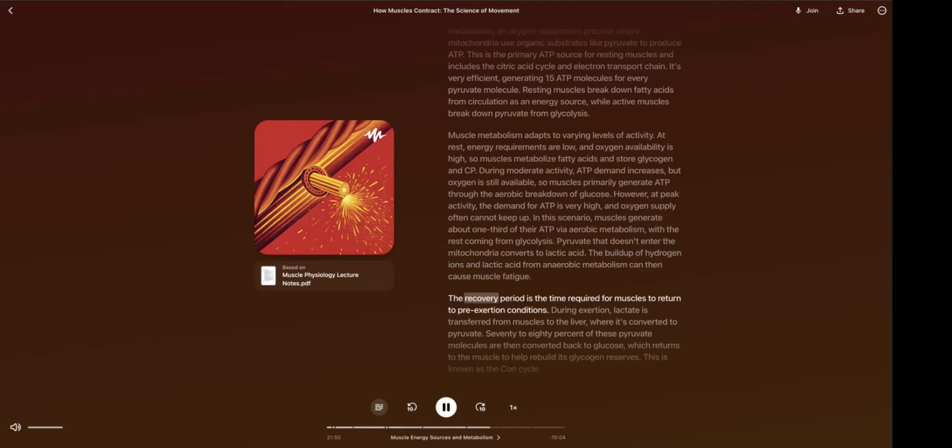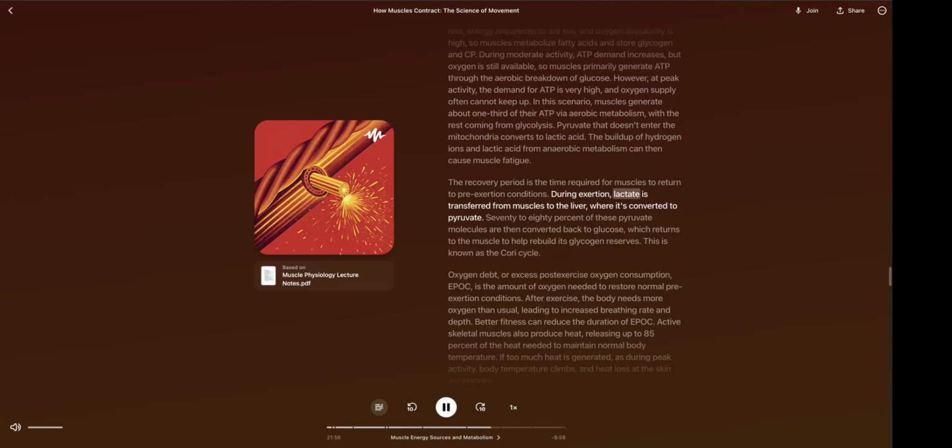The recovery period is the time required for muscles to return to pre-exertion conditions. During exertion, lactate is transferred from muscles to the liver, where it's converted to pyruvate. 70 to 80% of these pyruvate molecules are then converted back to glucose, which returns to the muscle to help rebuild its glycogen reserves. This is known as the Cori cycle.